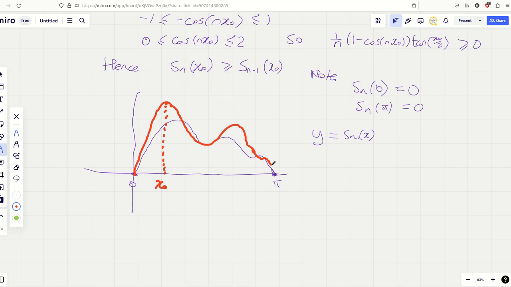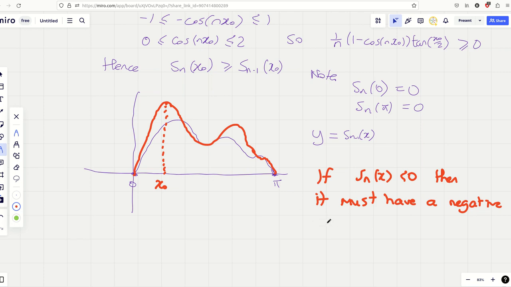Let me just finish it off. Yeah, maybe it goes something like that, yeah? So what does that show us? Well, all we really need to argue is, let me put it like this. If Sn of x was less than 0, then, bearing in mind it starts and finishes at 0, it must have a negative turning point, because it starts at 0 and it gets back to 0.